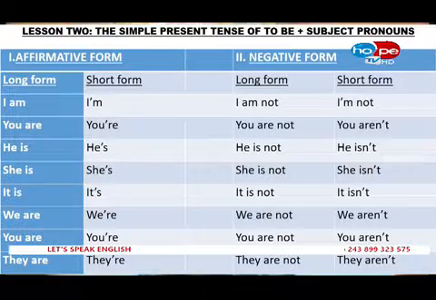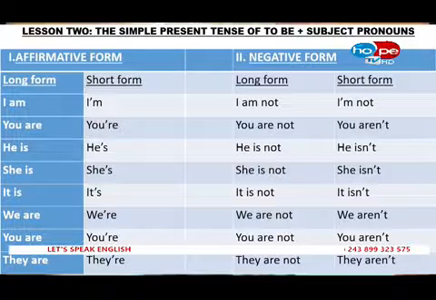And subjects. We know we have subjects and objects. Okay, we have I, we have me, him, and so on. And pronouns. Okay, pronouns. And today we are going to learn lesson 2, the simple present tense of to be plus subject pronouns. I start by affirmative form. In affirmative form, we have long and short form.